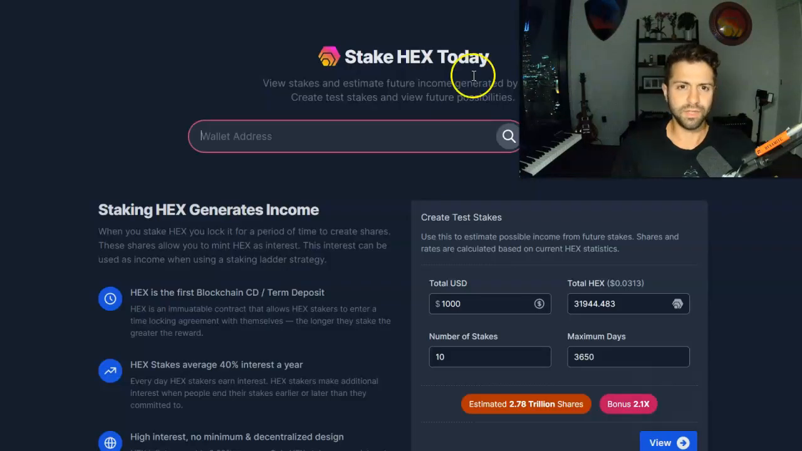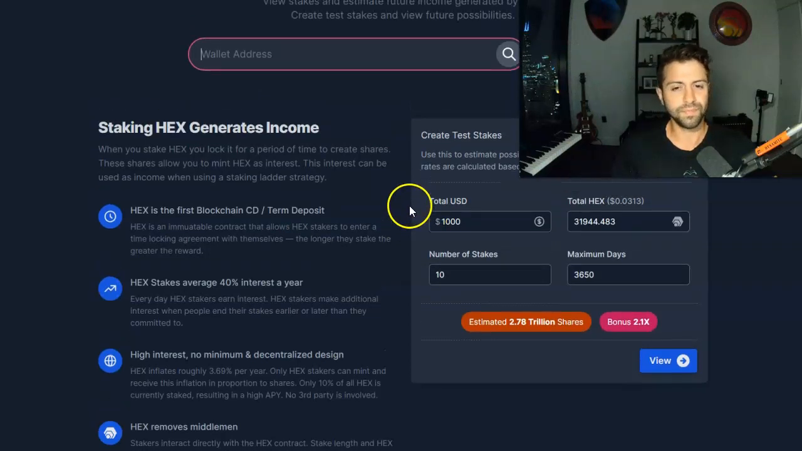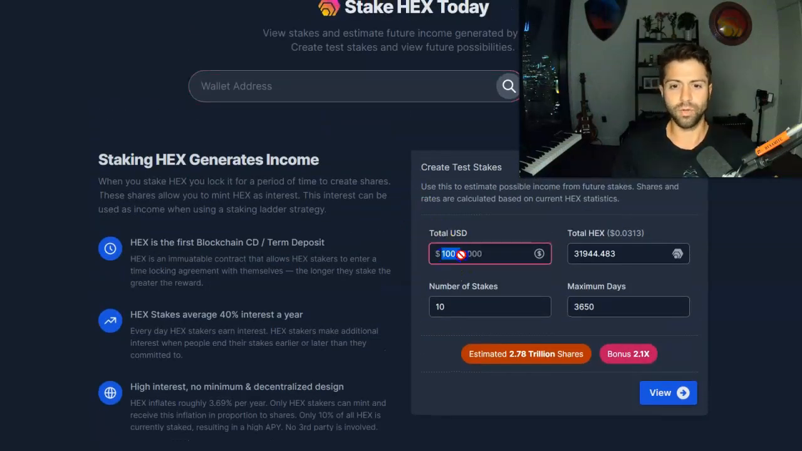But look at this website here. It's called stakehex.today, and I've talked about this before, but this is what allows you to visualize. For example, if you put in a total of only $1,000, I think a lot of people can scrape together $1,000 just by working through a bear market and working a day job, maybe saving $100 per paycheck. I think it's pretty achievable to save a simple $1,000 over the course of a few months just from working at a job, like almost any job, right?